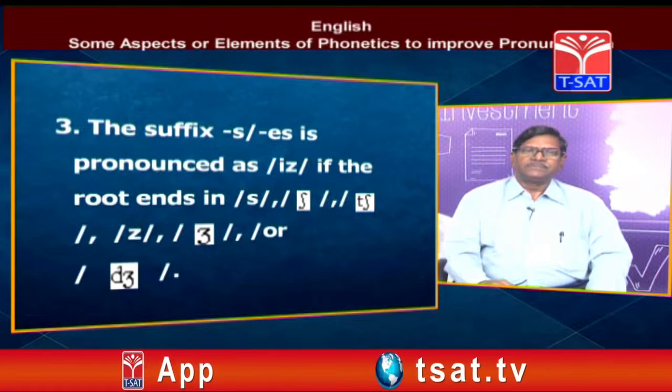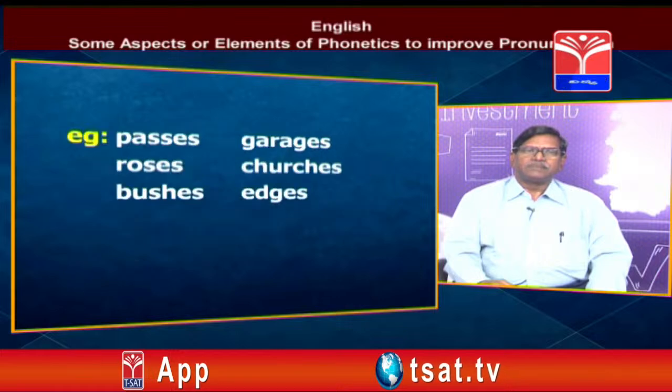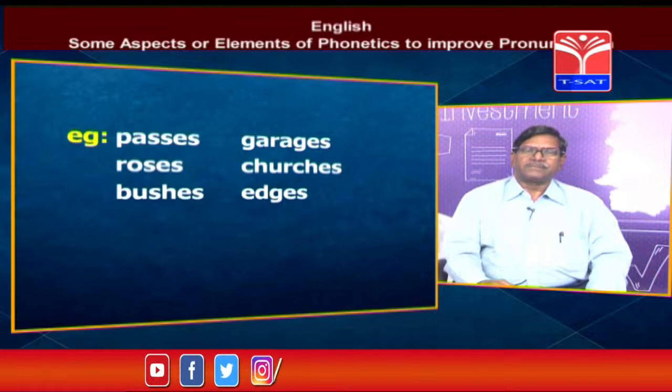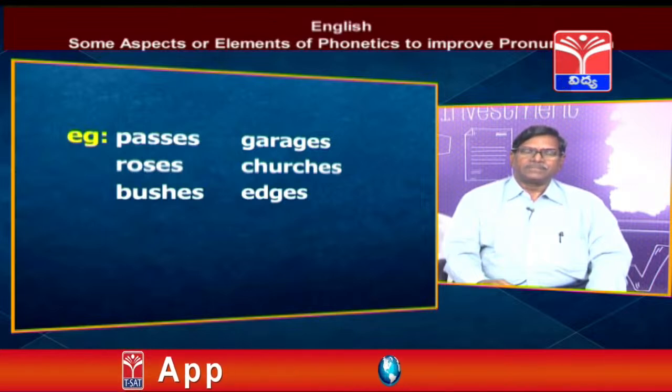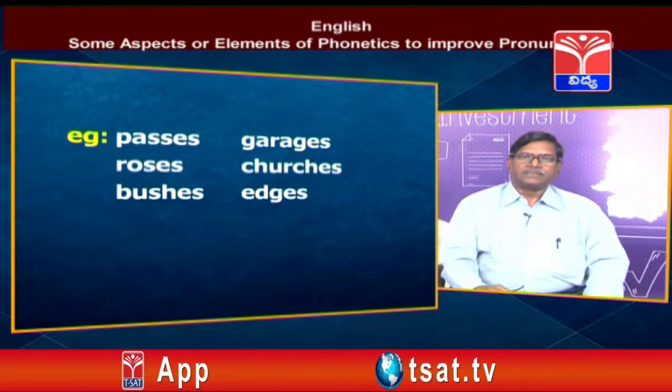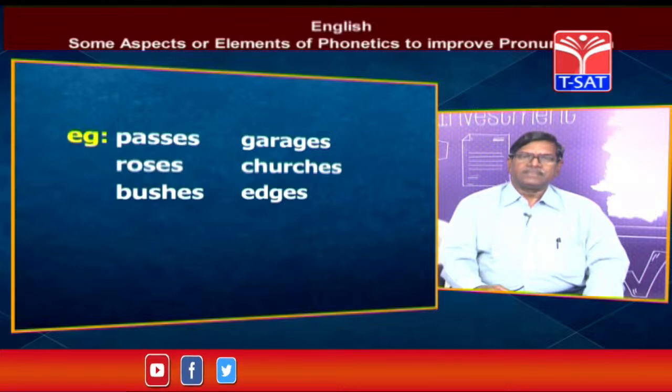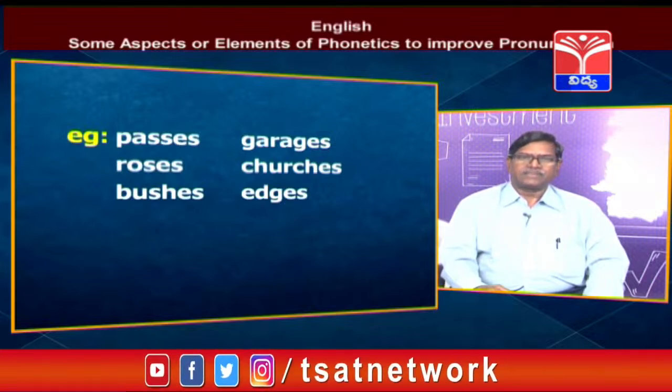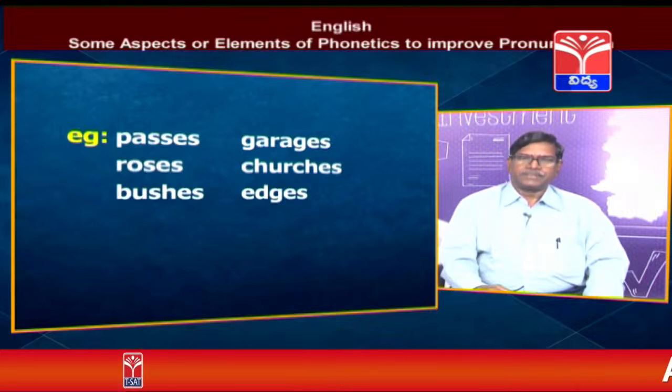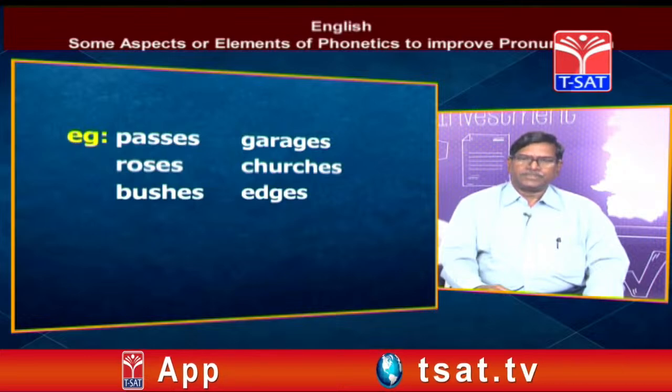So, look at the examples. Pass, the plural marker es is pronounced as iz. Passes, rose, roses, not roses. Bush, bushes, not bushes. Garage, garages, not garages. Not garages, it is garages. Church, churches. Edge, edges, judge, judges, like that.